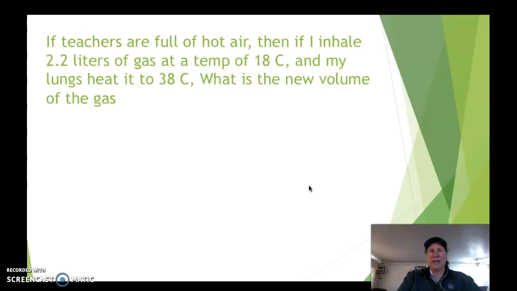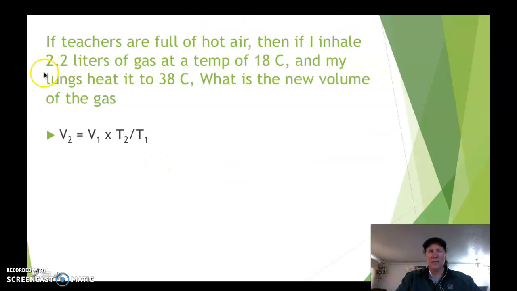This is me being full of hot air. Okay? You have your volume. I think this might even be one of the problems I gave you on your quizzes. But again, this is a Charles law. So you look at the formulas and just fill them in.